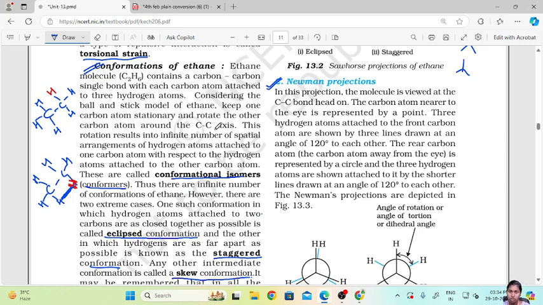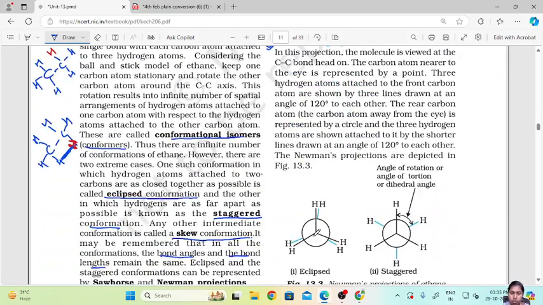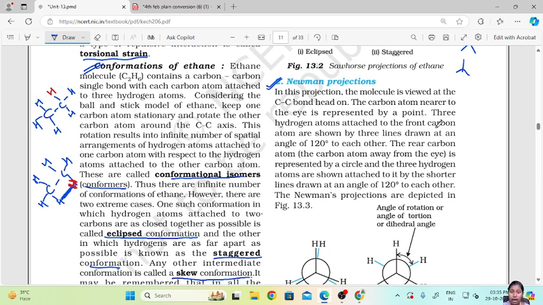In Newman projection you view the carbon-carbon single bond head on. The carbon atom nearer the eye is represented by a point. The 3 hydrogen atoms attached to the front carbon atom are shown by 3 lines drawn at an angle of 120 degrees. So here you only show one carbon, the carbon which you see from the front. Earlier you showed 2 carbons, but in Newman projection you show only one carbon in the form of a dot, the hydrogens in the form of lines, and the angle between them is 120 degrees.